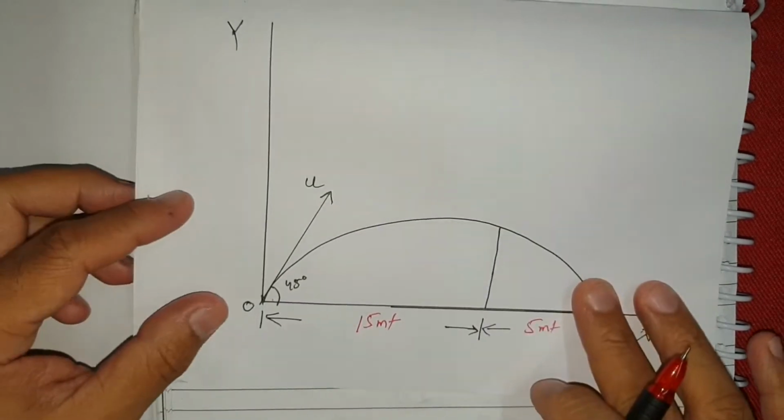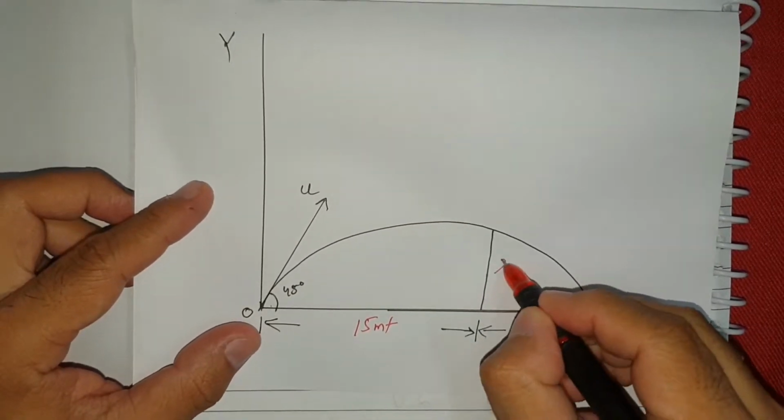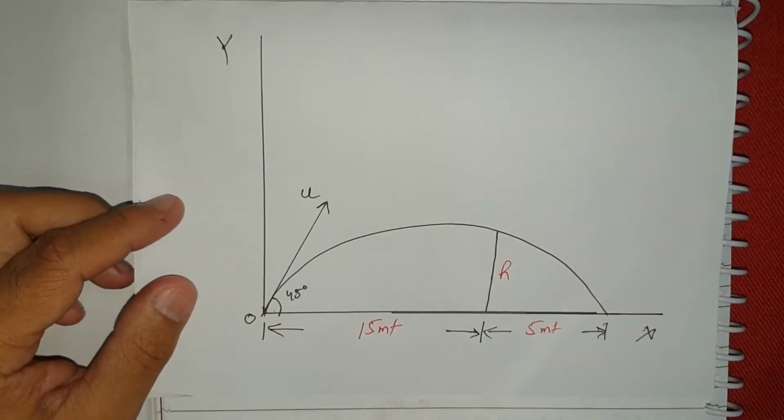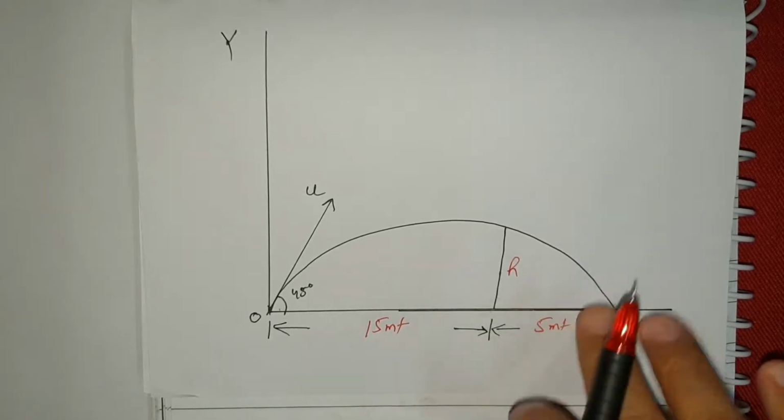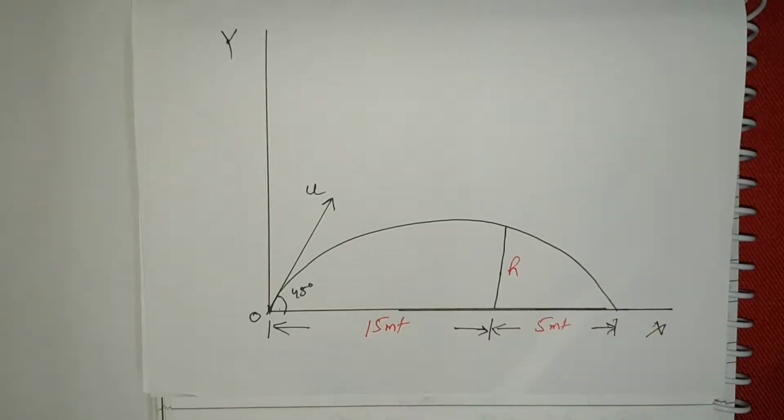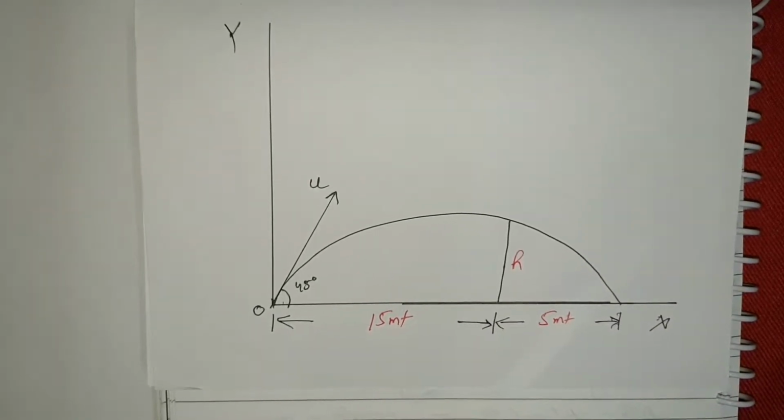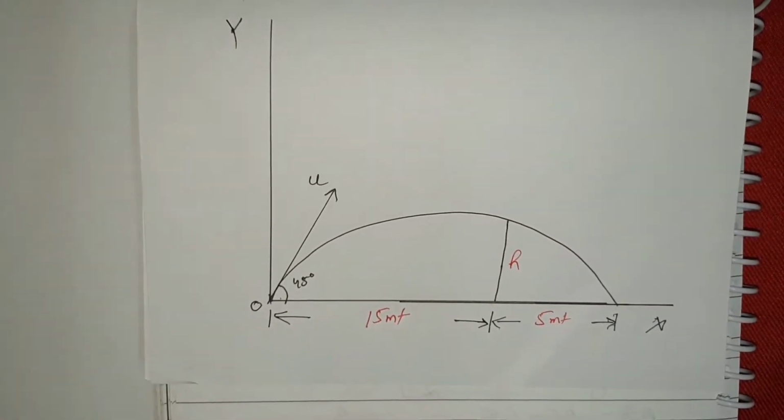Find the height of the wall. So, let this be the height h of the wall. This is 45 degree. Now, see, from the projectile motion, as you can see, we know the horizontal range. The total horizontal range is 20 meters.